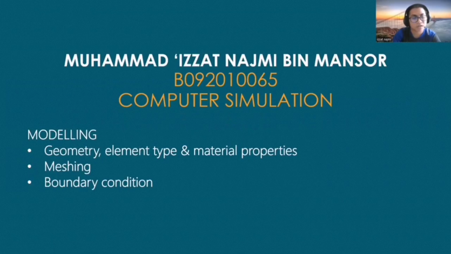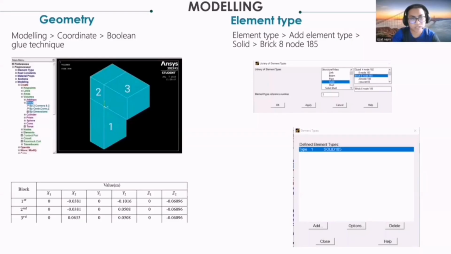P0920100065. I will talk about the modeling, which include the geometry, element type, and material properties, meshing, and also boundary condition. For the geometry, first we choose the modeling, and then we put our coordinate. Where in this term, I put using the meters, and then we have the three block. All the three block will be glued using the Boolean glue technique.